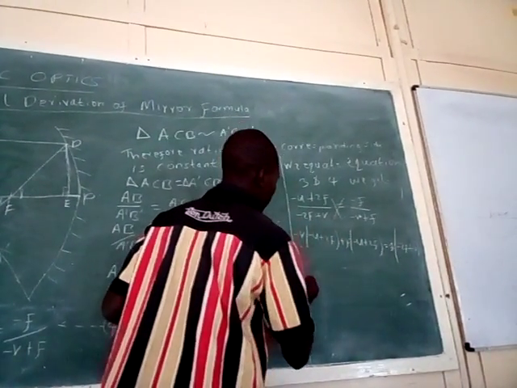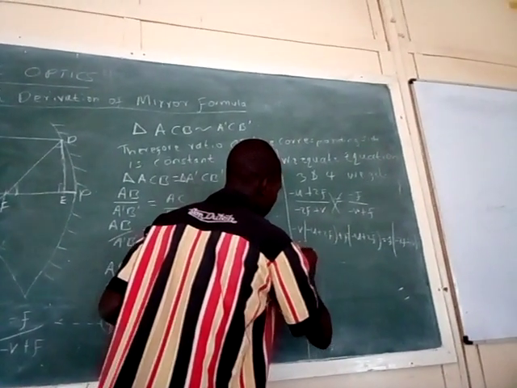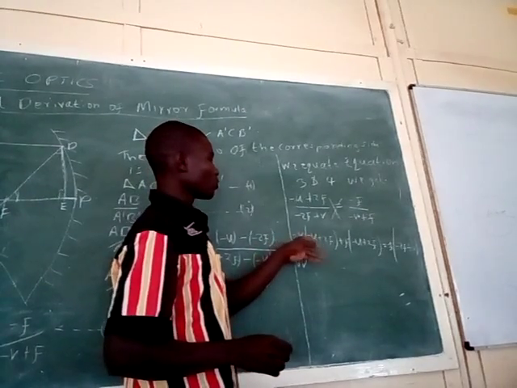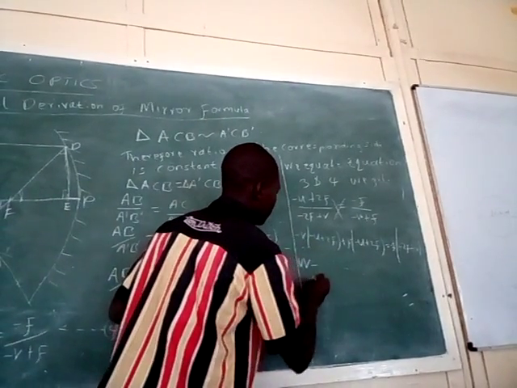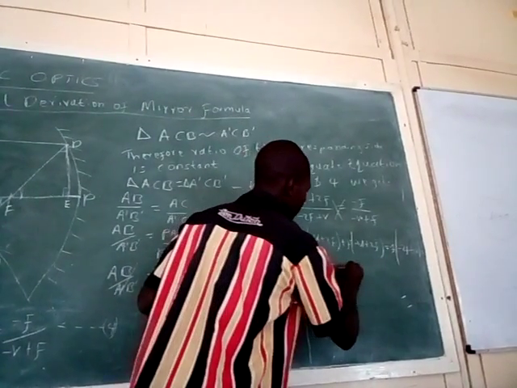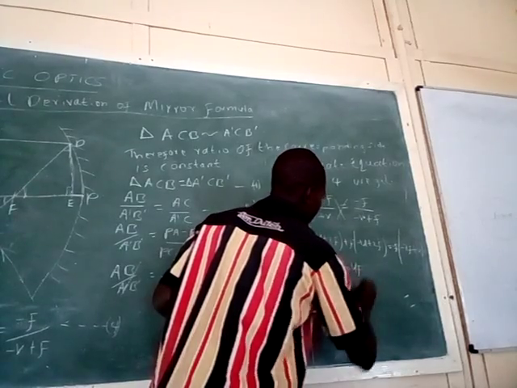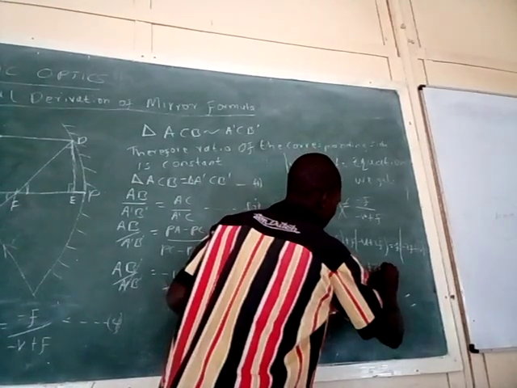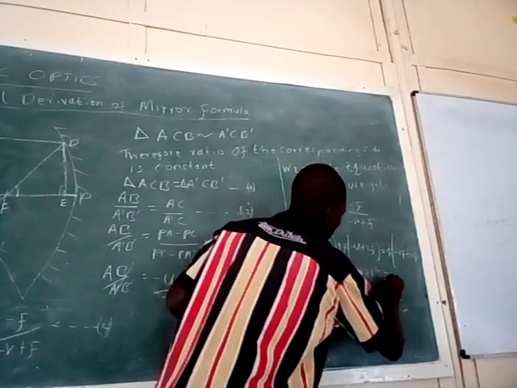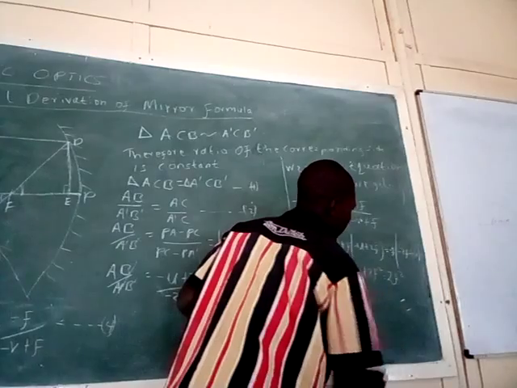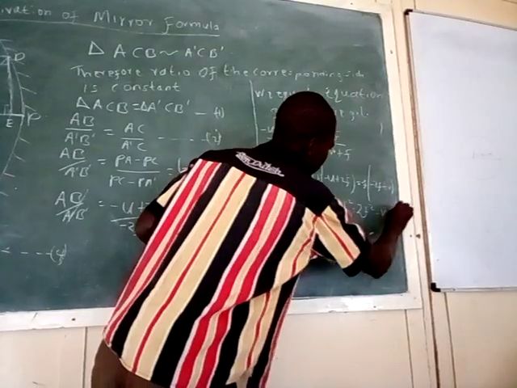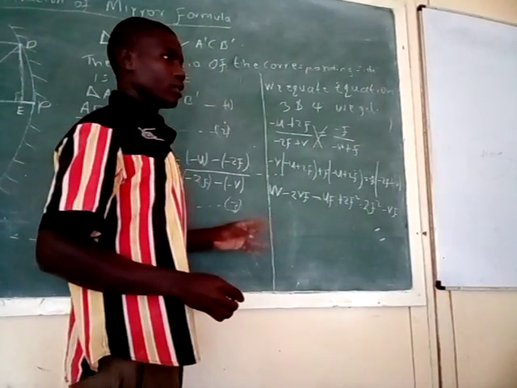Such that if you open the bracket, for this case, you're going to have UB. This is B and this is U. Negative cancel, so you're going to have UB plus minus 2BF. Are we together? Minus UF plus 2F square is equal to negative 2F square minus BF. Are we together? Yes.